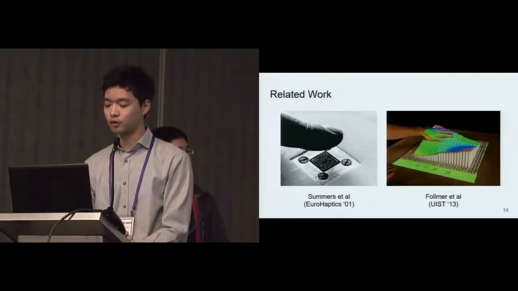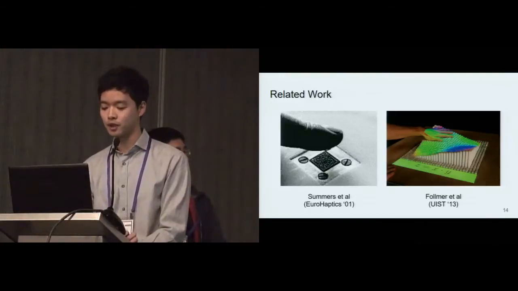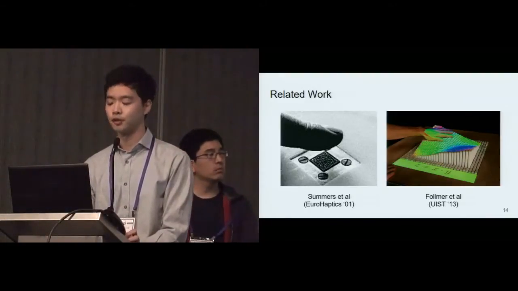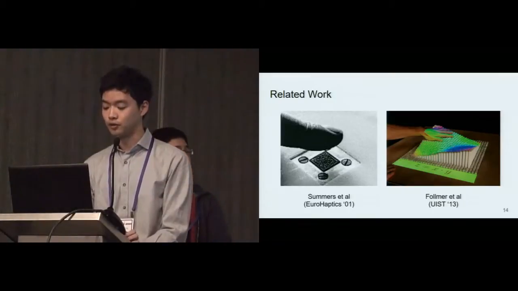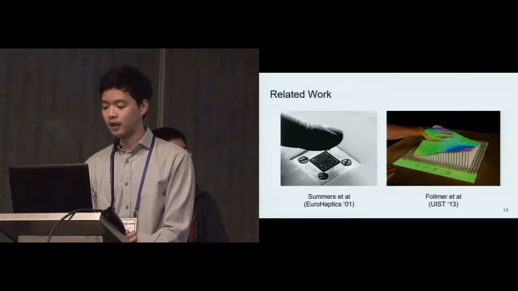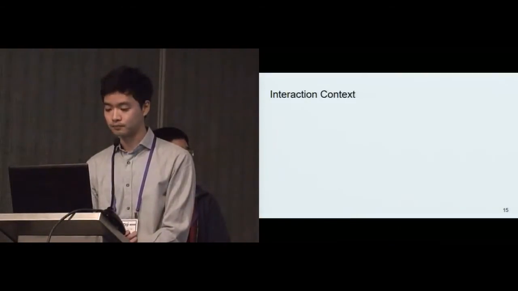Both Summers and Follmer created a display consisting of an array of linear actuators. This enables them to create any 2.5-dimensional shapes. And for our work, we implemented a row of linear actuators instead of an array to reduce cost and size of the device. It was also in the scale between these two to provide both tactile and kinesthetic interaction.